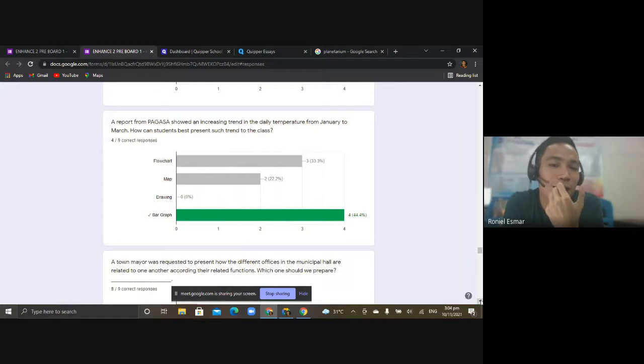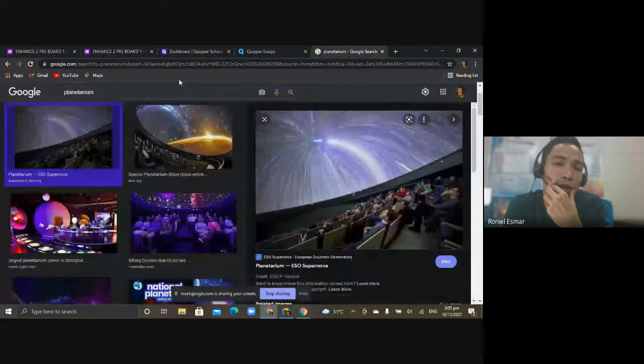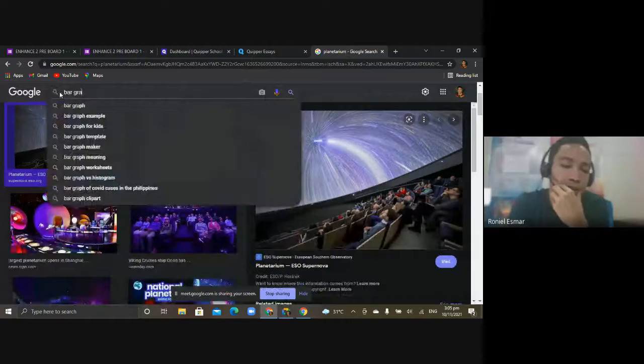Makuha ba nato ang level of increase if ato ang i-draw? How are you going to draw the temperature? No, so that's not also possible. That's why we make use of a bar graph. Now, let me show you an example of a bar graph.